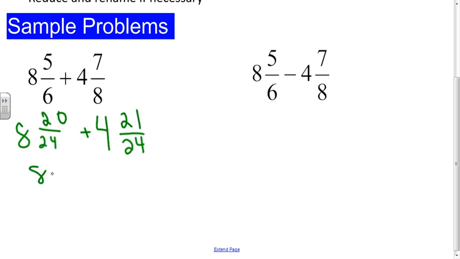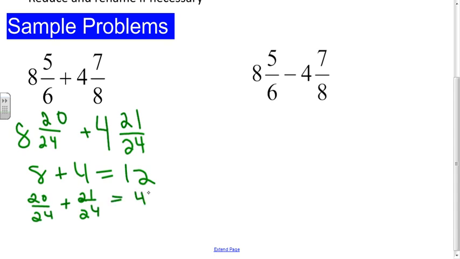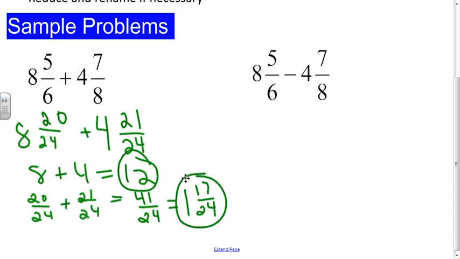All right, so I want to just think about these separately. I'm going to think about the whole numbers. 8 plus 4, that gives me 12. And then 20 24ths plus 21 24ths, that is going to give me 41 24ths. So this improper fraction here, what's 41 24ths really equal to as a mixed number? Well, 24 is going to go into 41 one time, with 17 24ths left over. So when I add my whole numbers here and what I got from adding my fractions together, I'm going to get 13 and 17 24ths.